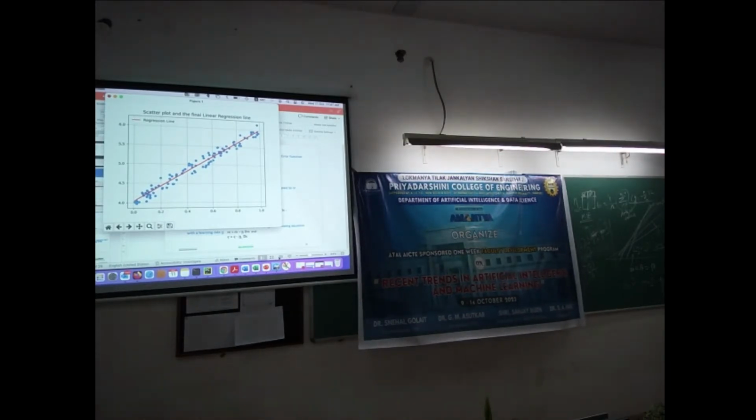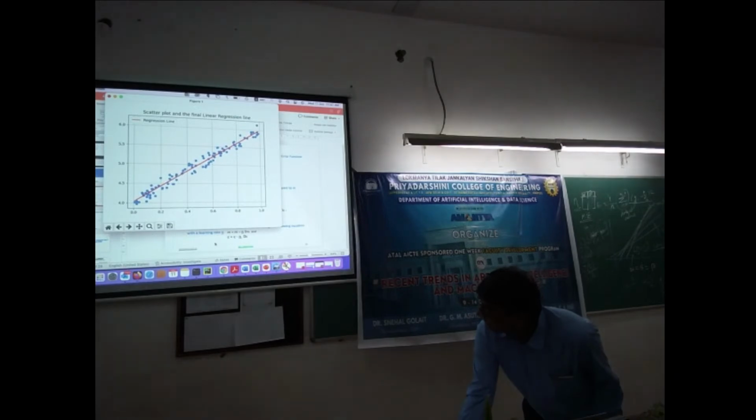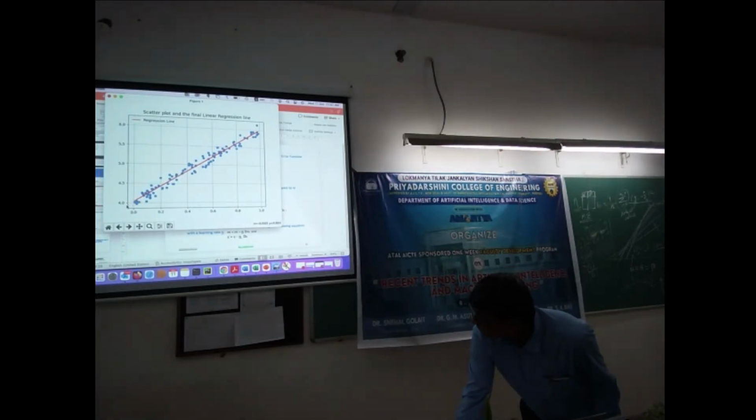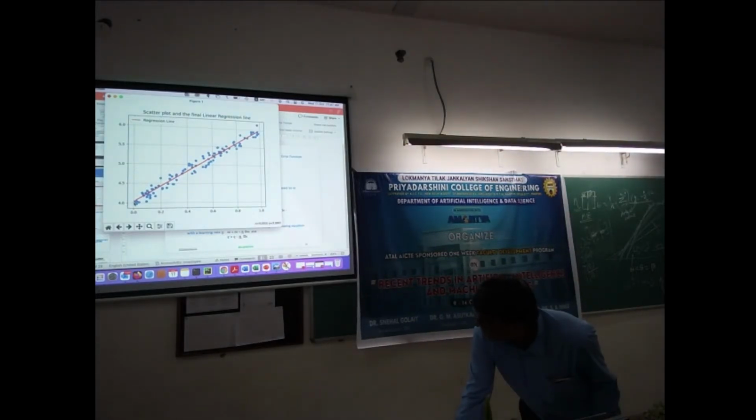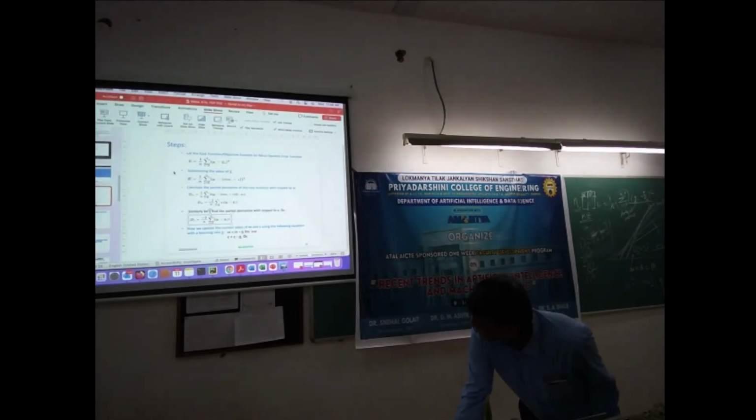So you can see this is the best line you have got, and now we'll see what mean square error we have got. You can see 2x plus 4, so the y-intercept is near 4, and the slope is near 2. So let us see this.